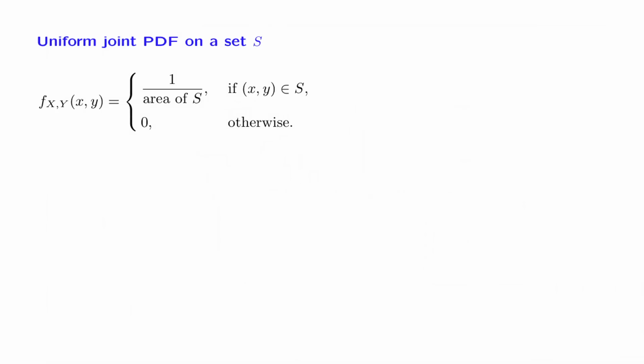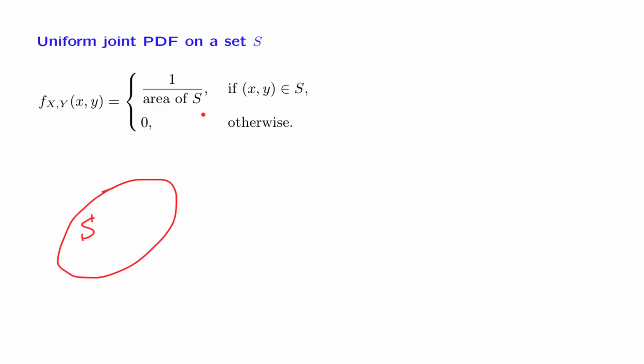Here is an example. The simplest kind of a joint PDF is a PDF that is constant on a certain set S and is 0 outside that set. So the overall probability, one unit of probability, is spread uniformly over that set. Because the total volume under the joint PDF must be equal to 1, the height of the PDF must be equal to 1 over the area.